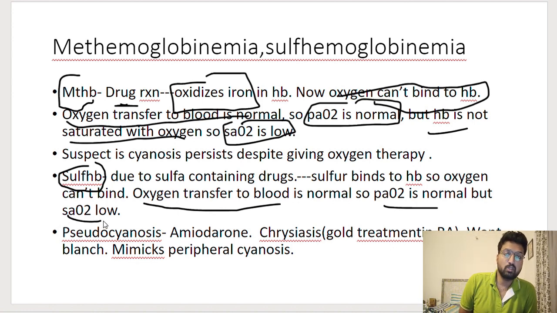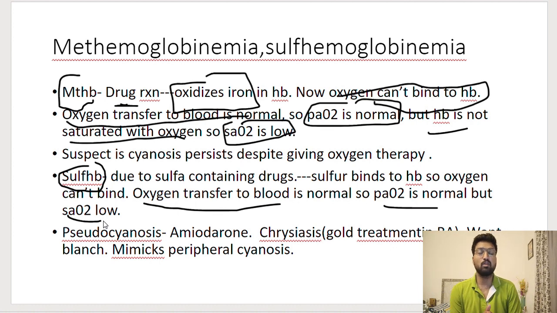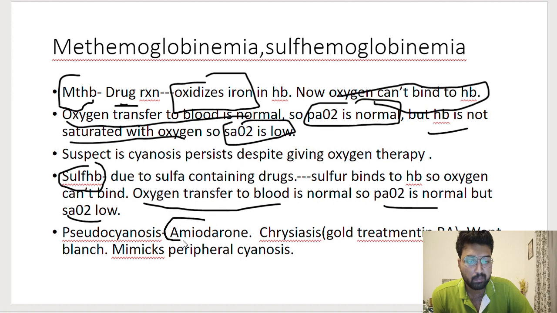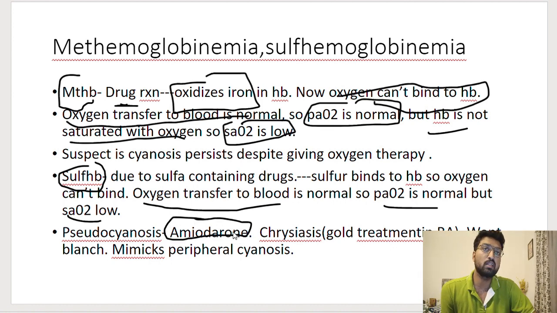Lastly, there is something known as pseudocyanosis. The blood vessel is normal, only the skin is discolored. That is seen with amiodarone. You may have heard of this earlier also in pharmacology. Amiodarone causes blue discoloration of skin. So that is amiodarone. Another cause is chrysiasis.